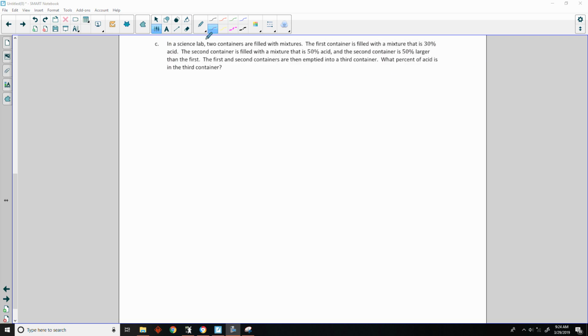Okay, part C says, in a science lab, 2 containers are filled with mixtures. The first container is filled with a mixture that's 30% acid. The second container is filled with a mixture, 50% acid. And the second container is 50% larger than the first. The first and second containers are then emptied into a third container. What percent of acid is in the third container?